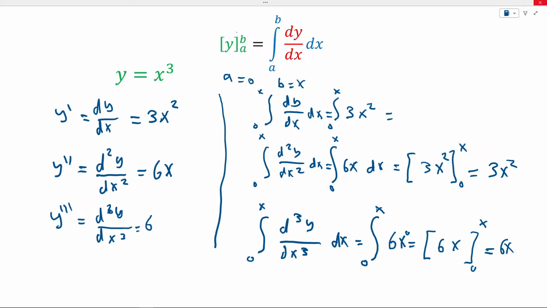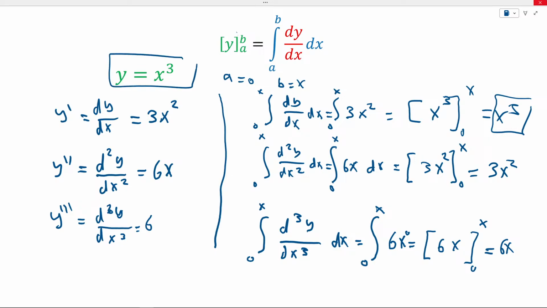So let me integrate this guy. Here, this will be to the power of 3, and then you divide it by 3. So 3 will go away with 3. Then this is evaluated from 0 to x, and I get x to the power 3. So I got back my original function.